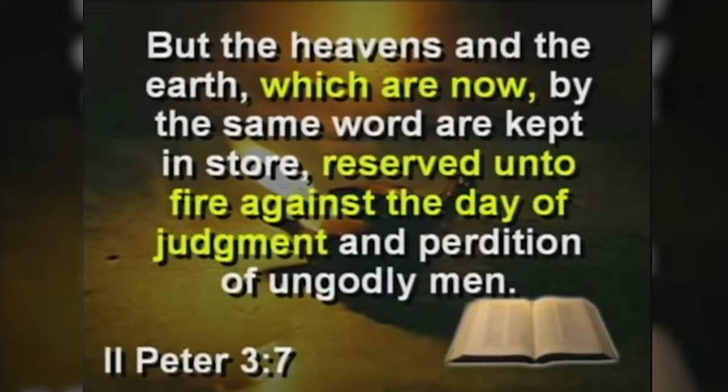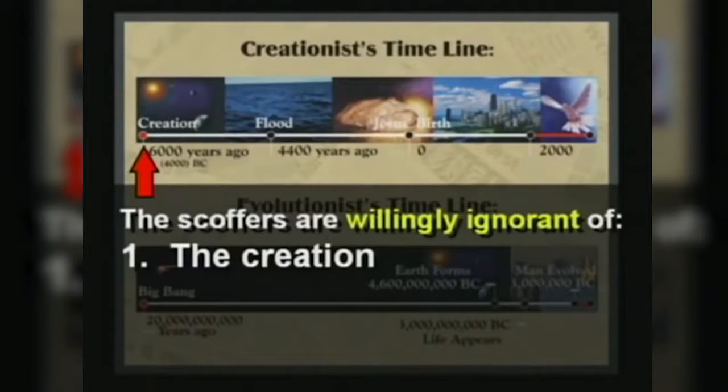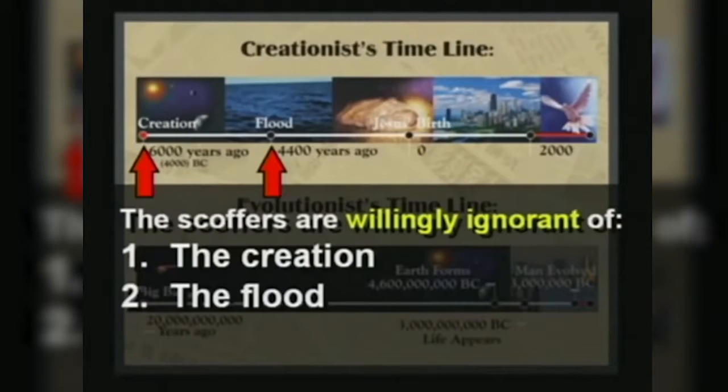The third thing they're ignorant of is the coming judgment. Next verse says, "But the heavens and the earth which are now by the same word are kept in store, reserved unto fire against the day of judgment and perdition of ungodly men." See, the scoffers are ignorant of the creation. They don't want to admit God created the world because that would mean He owns it. They don't want to admit there was a flood because that proves God has the authority to judge His creation. They don't like that idea. And they sure don't want to admit there's a coming judgment.